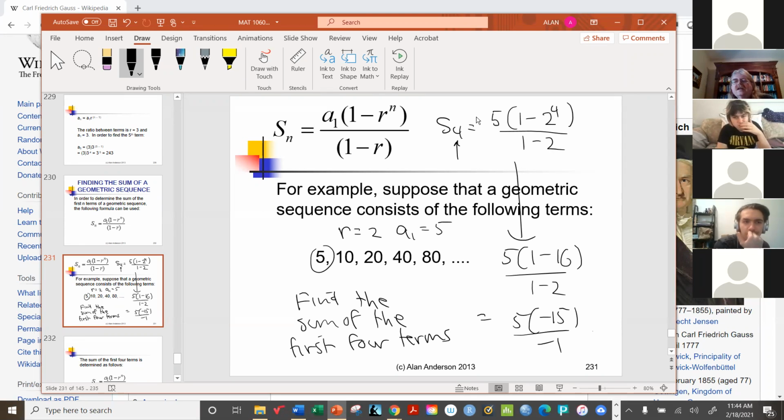Anyway, so the negatives cancel out and we end up with 75. And if you add these 4 together, you'll see that they do in fact add up to 75. So that wasn't too bad, considering.